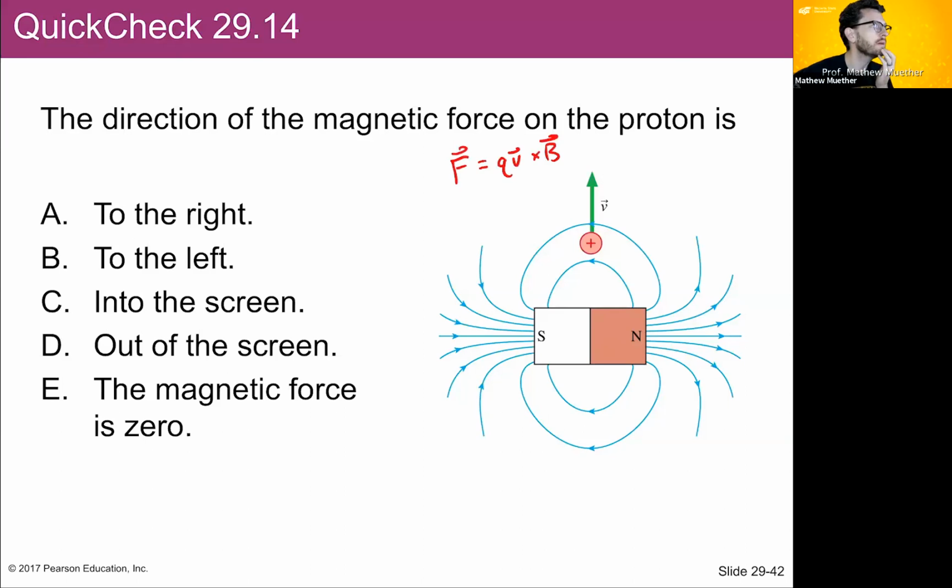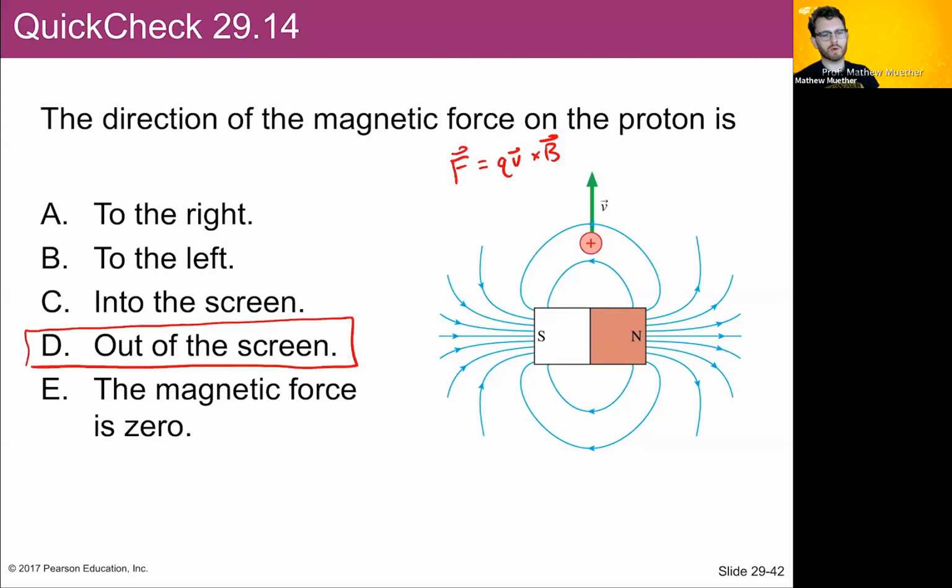Okay, let's go ahead and end it. We're going to use our right-hand rule. We're going to align our index finger with QV, which points up. At that position, the B field, which is going to be my middle finger, points to the left. And so I end up with a force that points out of the screen towards me. So the bulk of you selected D, out of the screen, and that's the correct answer.